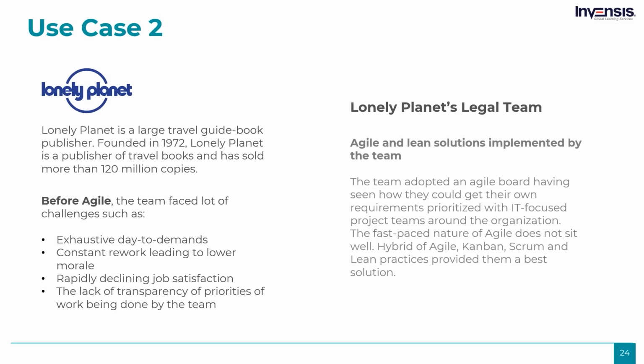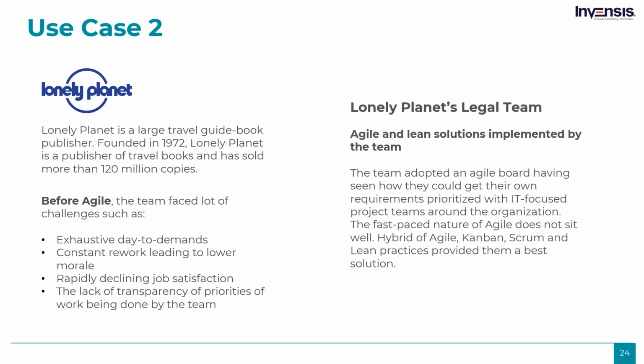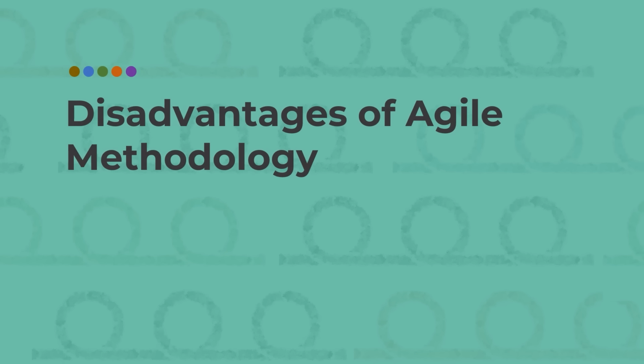For all these reasons, Agile seems counterintuitive. The fast-paced nature of Agile does not sit well with the perfectionism needed in the legal profession. However, with the right combination of Agile, Kanban, and Scrum, lawyers at Lonely Planet have transformed from a crushing work environment to crushing it. There are a lot of other organizations from different domains that are using Agile.